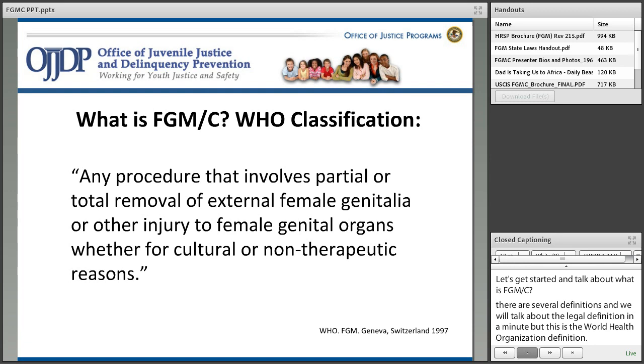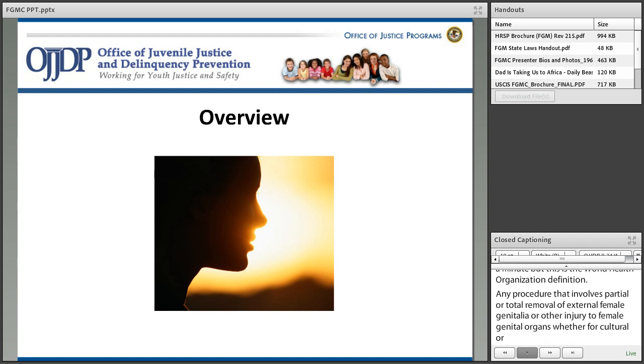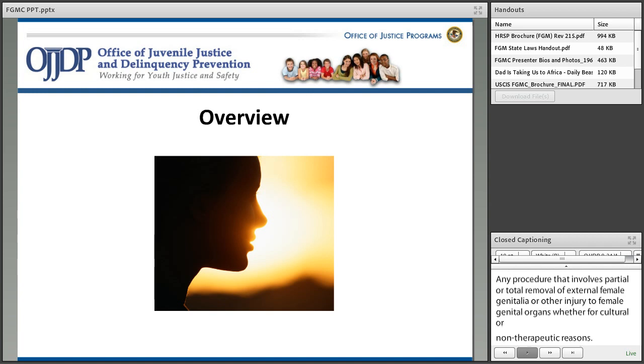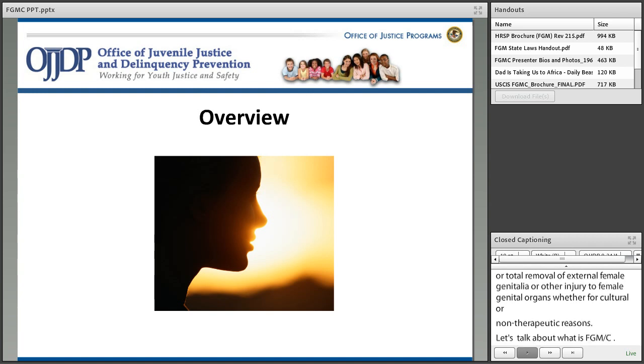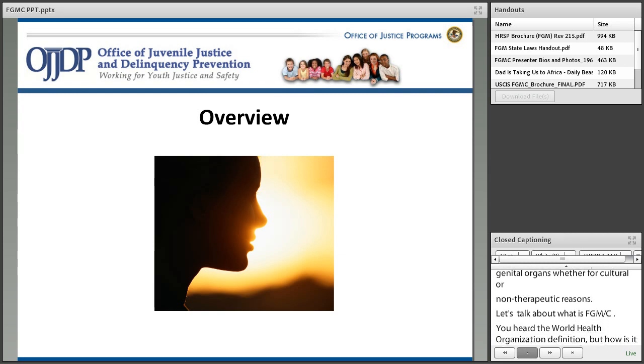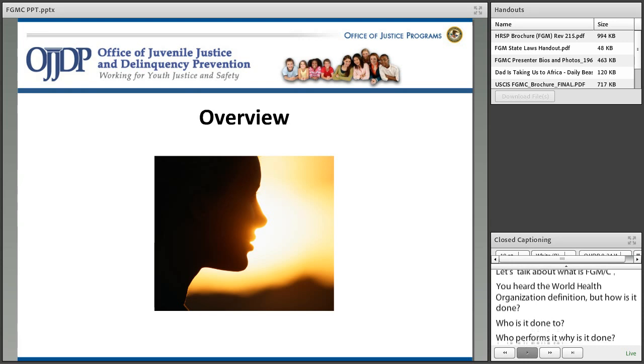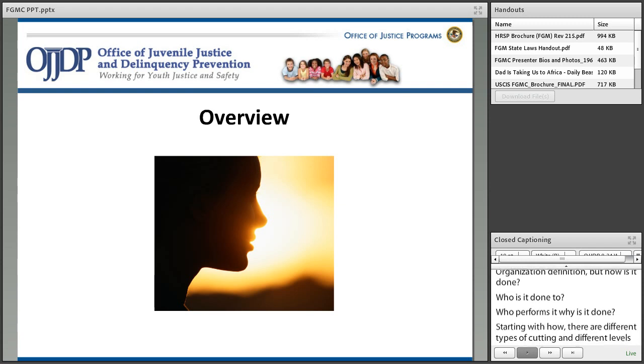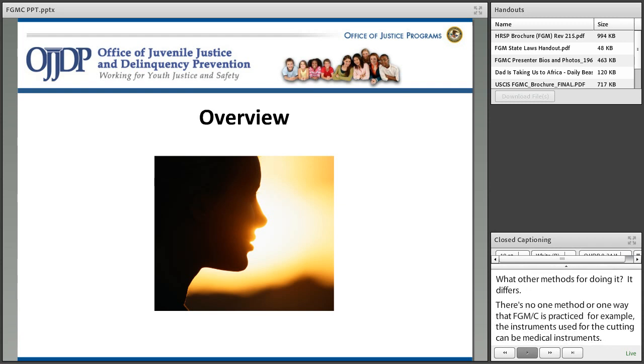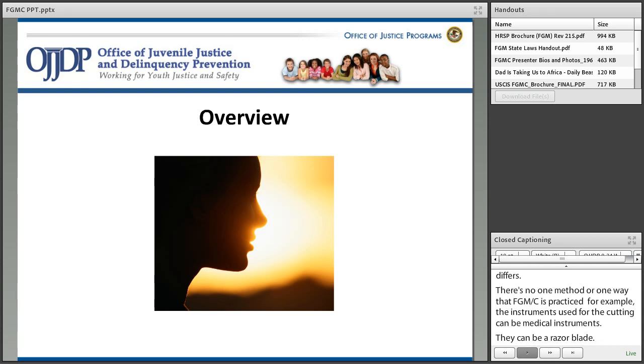So let's talk a little bit about what is FGMC. You heard the World Health Organization definition, but how is it done? Who is it done to? Who performs it? Where is it done, and why is it done? Starting with how, there are different types of cutting and different levels of FGMC. Dr. Andrea Green is going to be discussing that in a minute. What are the methods for doing it? It differs. There's no one method or one way that FGMC is practiced. For example, the instruments used for the cutting can be medical instruments. It can even be a razor blade. It depends on who is doing it. It depends also on the country from which the persons come, where it's occurring.